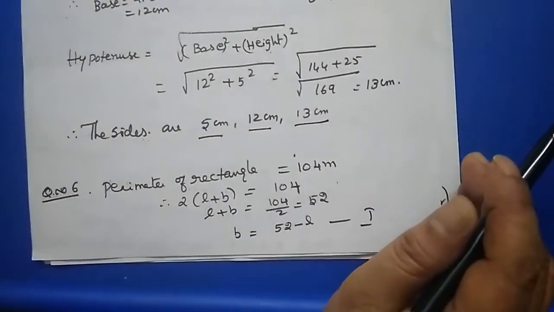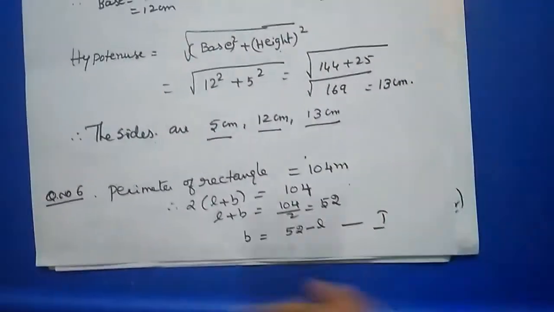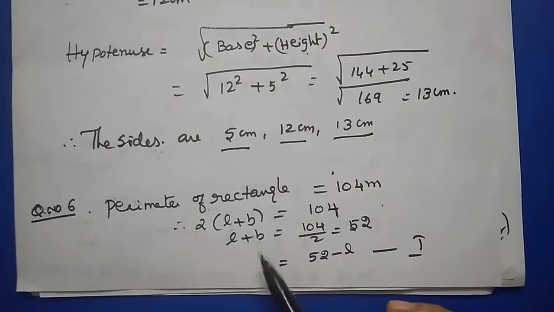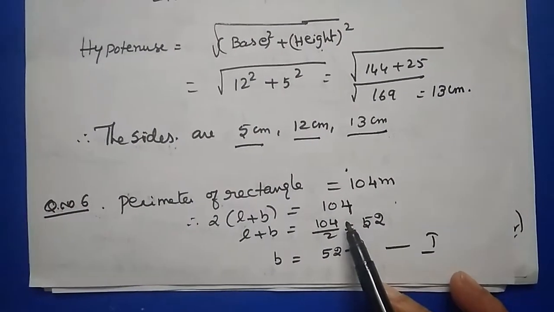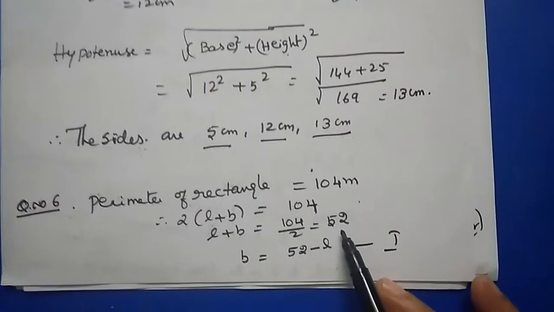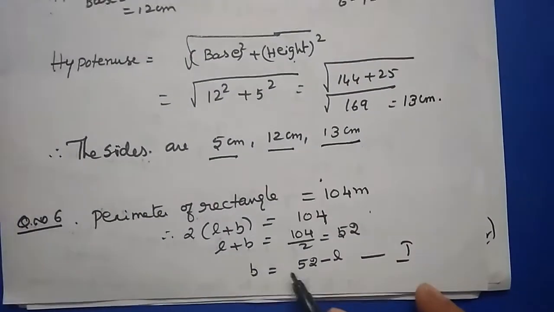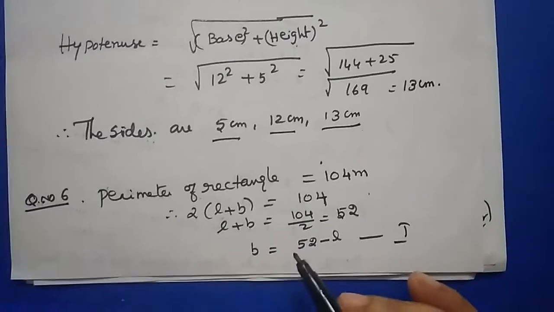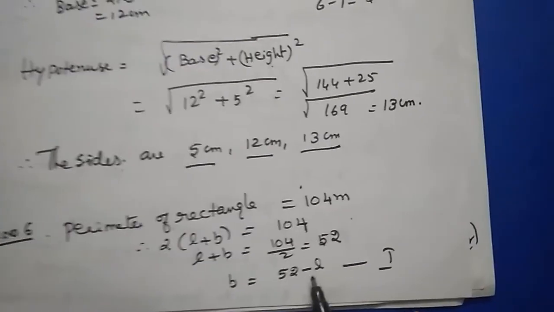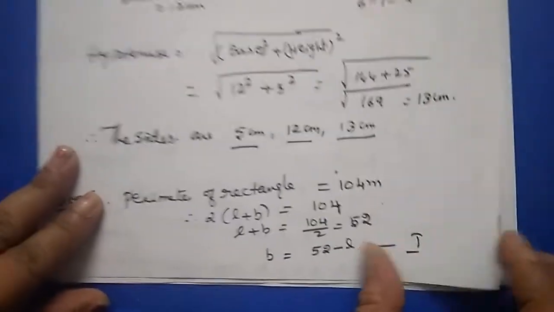Next in 6b, question number 6. The perimeter of rectangle is given as 104 meter. You know the formula 2 into L plus B is equal to 104. L plus B is equal to 104 by 2 is equal to 52. You change B in terms of L. Substitution method you learn in your 9th standard. So B is equal to 52 minus L. This is the first equation.